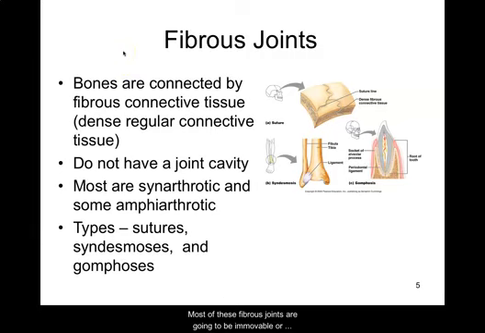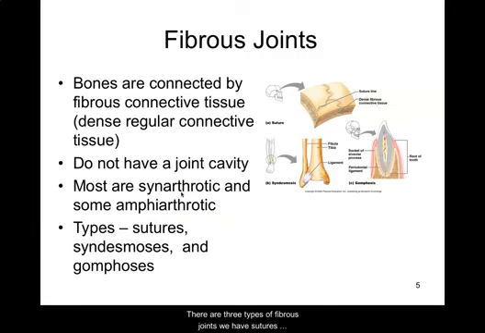Most of these fibrous joints are going to be immovable or synarthrotic. Some of them may be slightly movable or amphiarthrotic. The degree of movement, whether it's synarthrotic or amphiarthrotic, is generally going to be related to the length of the ligament, the length of this dense, regular connective tissue that's connecting the bones together. The longer the ligament, the more movement is allowed. Shorter ligaments are going to be associated with less movement.